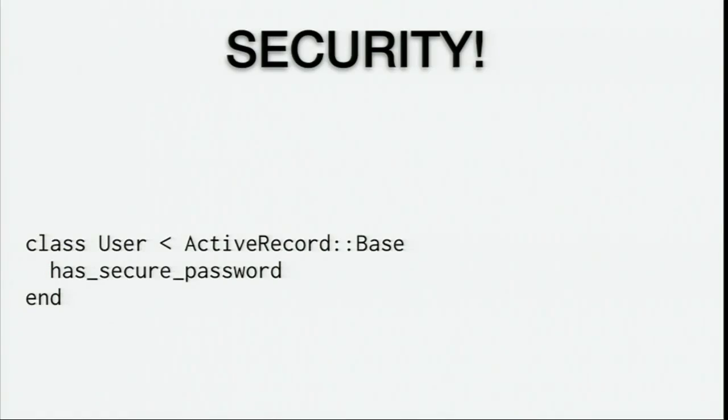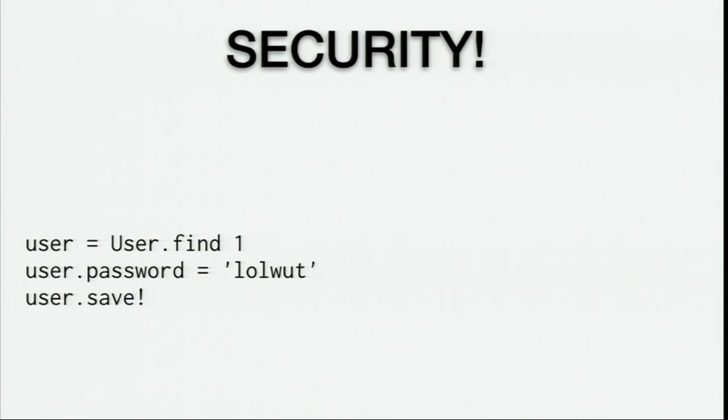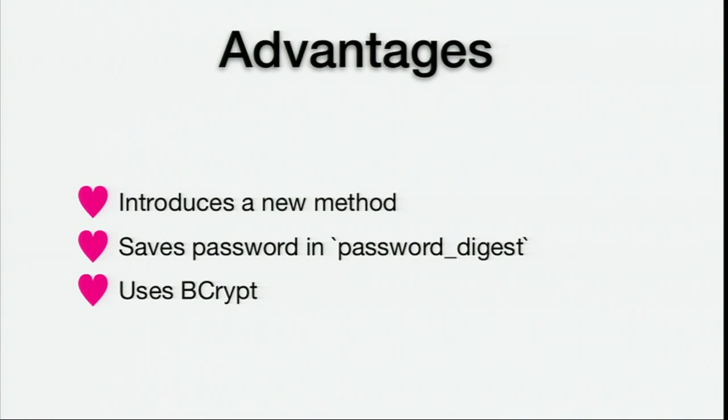has_secure_password. What it does is it says, all right, we declare has_secure_password in our model, and now our model has a password field. And it gets automatically encrypted and put into the database. So we can say, find a user, set their password. This is my password on everything, so don't use it, please. Save that off. Its advantages are that it introduces this new method, and it saves stuff to a column called password_digest, and it uses BCrypt. BCrypt is secure, it's good, use it, please.